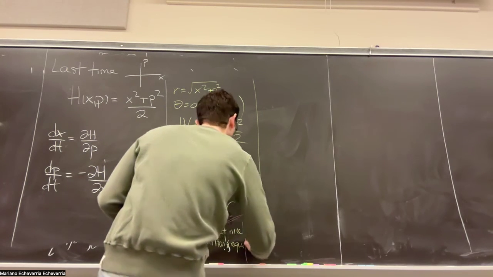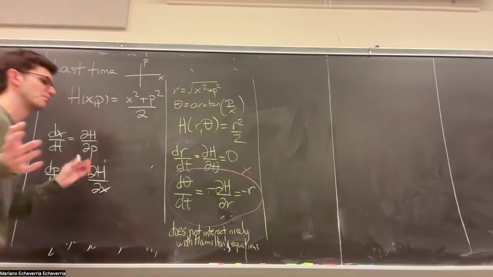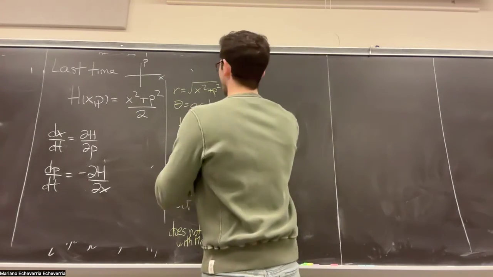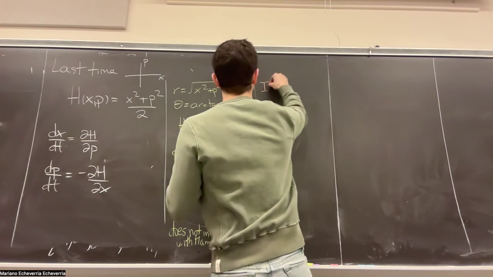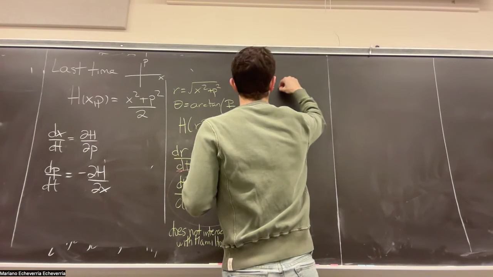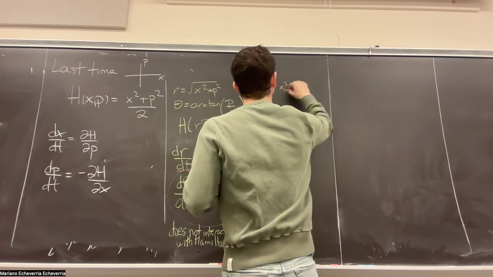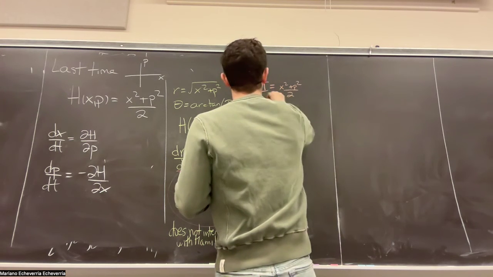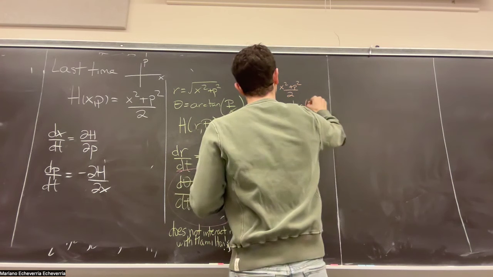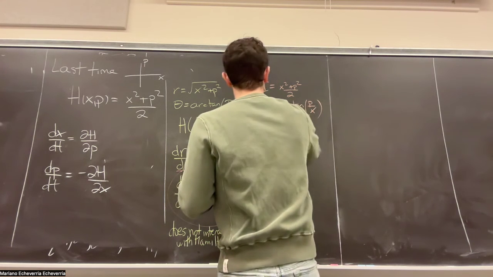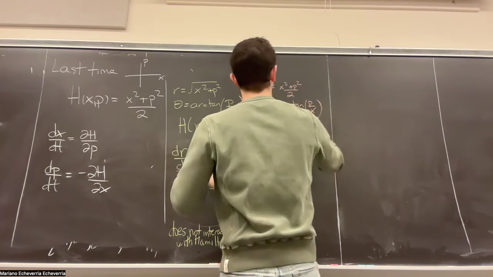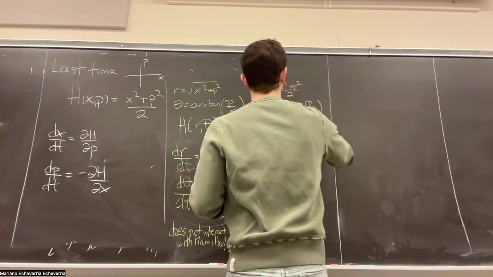And then the other thing I mentioned is that in this particular case, you could have done a slightly different change of variables. For example, you could call I equal to x squared plus p squared over 2, and theta you can still let be the same. And then the Hamiltonian in terms of I and theta is just I. There's nothing surprising about that.